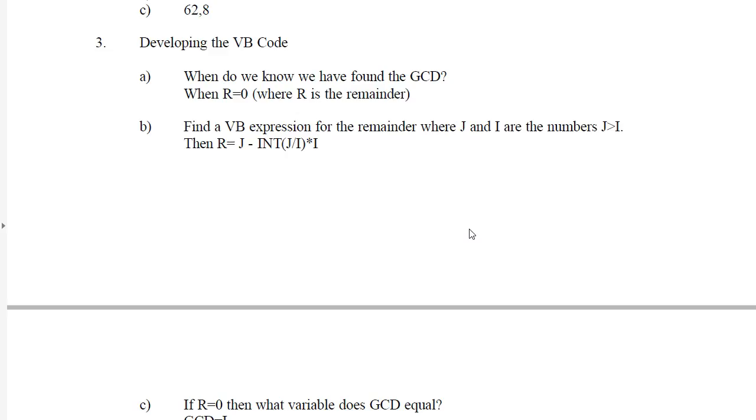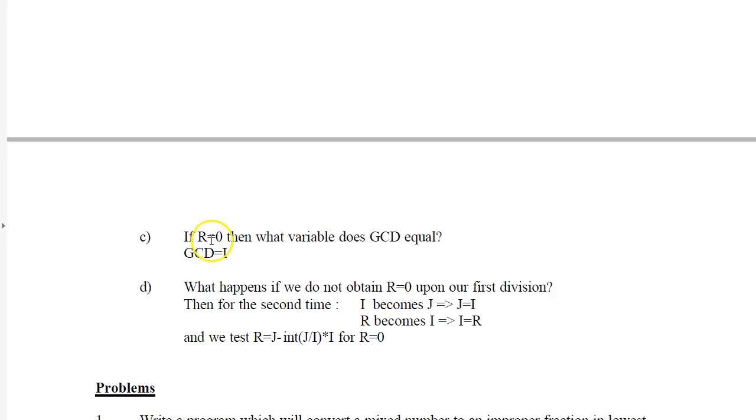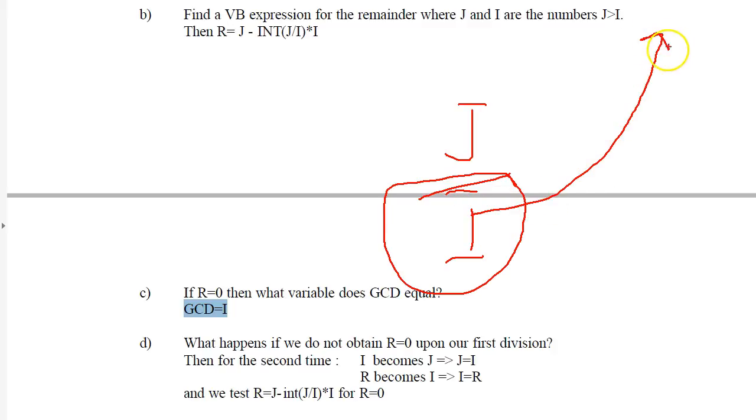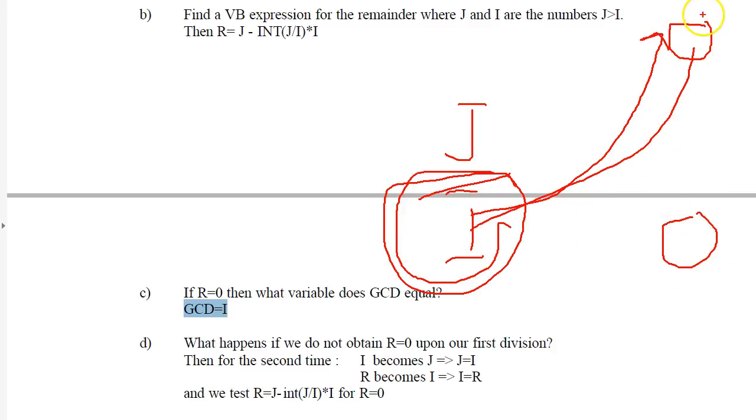Let's continue. Now, when R is zero, what variable does the GCD equal? Well, the GCD is going to equal I. And you're going, uh-oh, what do you mean I? Well, remember, it was the last non-zero remainder. So when you're dividing J by I, where did this guy come from? It came from the question before when you were doing the division. Remember, you take the last remainder and you put it to the bottom. So when you get a zero remainder here, you look up here for the answer and hey, it's the letter I. So when you're done with a remainder of zero, the GCD equals I.